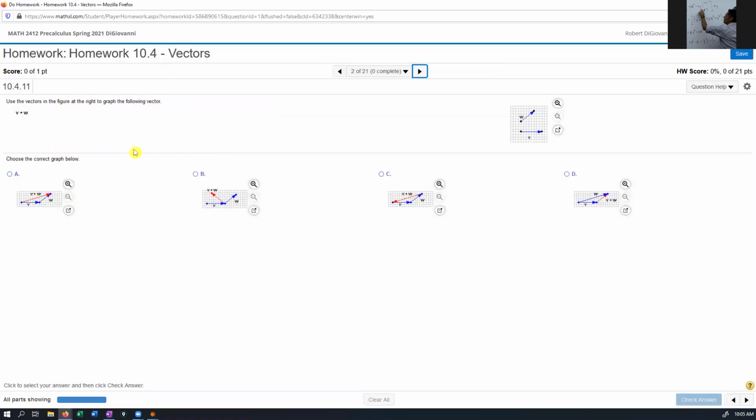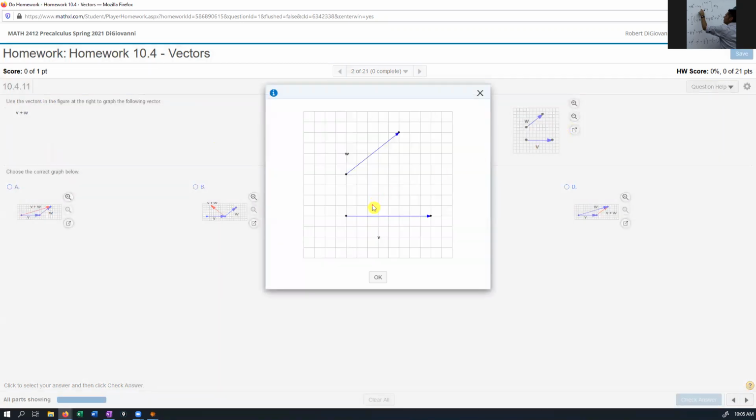Number 2, it says use the vectors in the figure at the right to graph the following vector, v plus w. So we have the vector v here, and we want to add w to it. So all we do is we just slide this one so that the tail of this one attaches to the tip of this one. So when we're done, we should get this vector here moved over to about right there. And that means the resulting vector will start here and end here. So that should be v plus w.